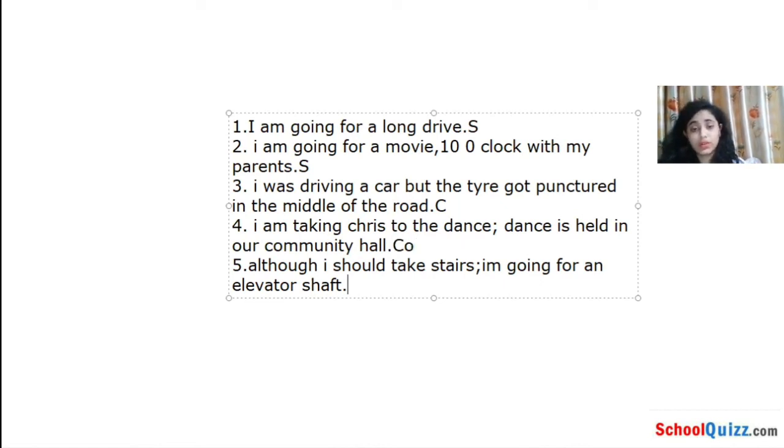I'm writing COM so that you don't get confused between complex and compound sentences. Compound, COM, I can write. So you'll not get confused. Now the next one. You can see the statement is starting with although, so it is nothing but complex. Sorry, it will be complex.